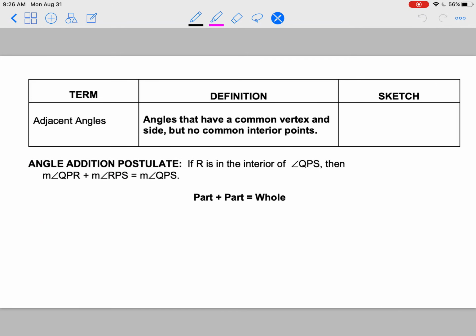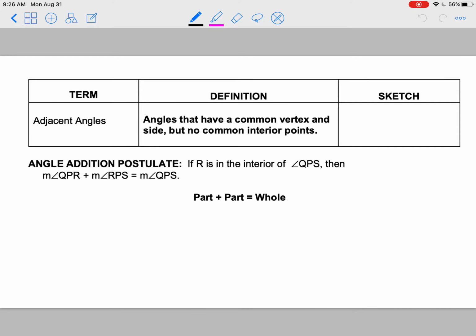Now we're going to switch over to some angles. We're still talking about that same postulate, part plus part equals whole. But with angles, we have to have what's called adjacent angles. And we talked about that in our vocabulary lesson. Adjacent angles just mean that they share a side. They're not congruent. They can be, but they don't have to be. They just share a side.